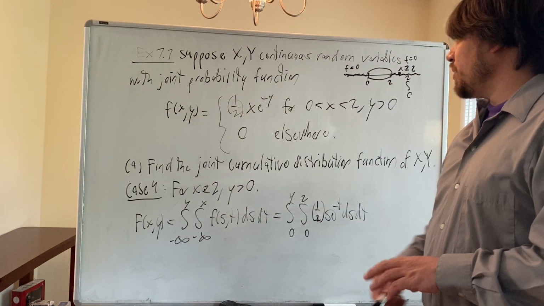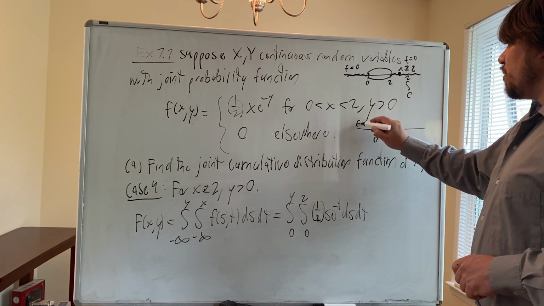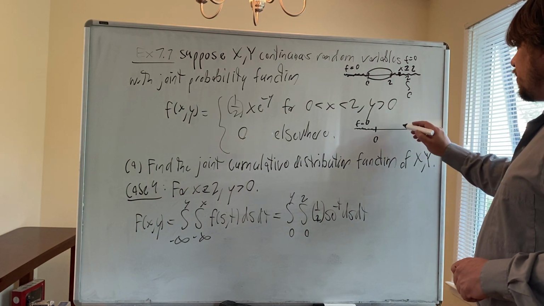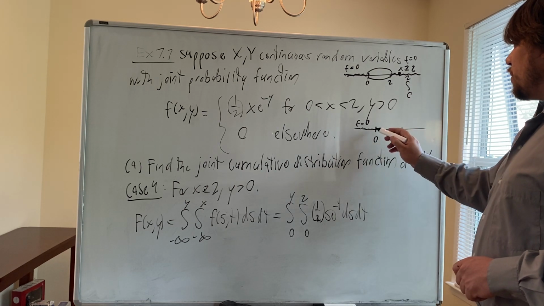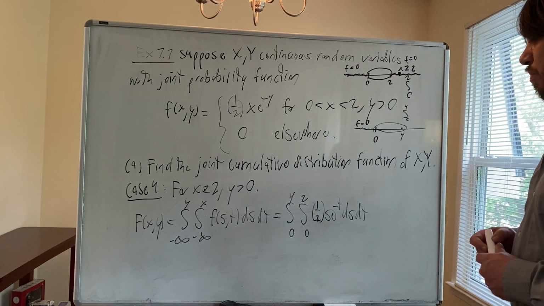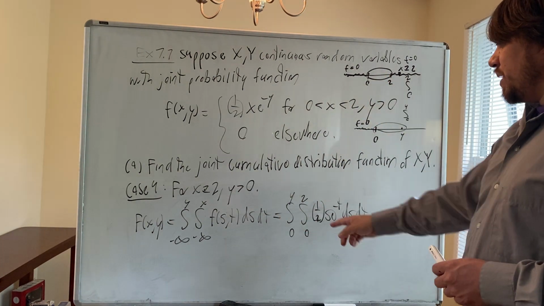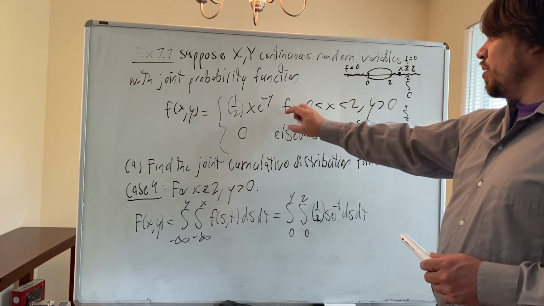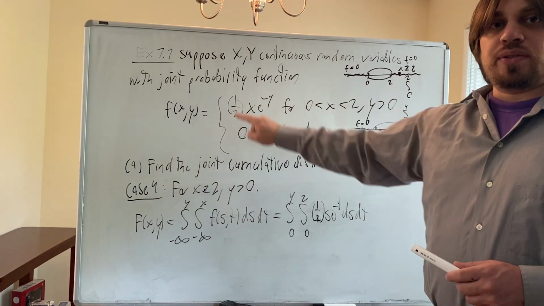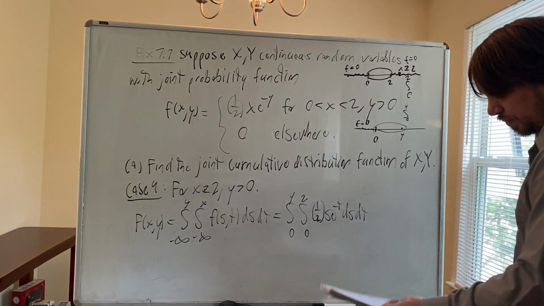For y positive, here's 0. F is 0 when y is negative. When y is positive, here's y, and so you want to integrate that part from 0 to y to get the y part, and 0 to 2 for the x part. And that's f there. So we're taking only the part of this domain where it falls in that range, not all of it. And then you calculate that integral.